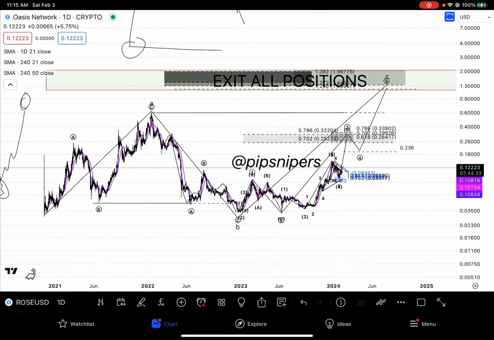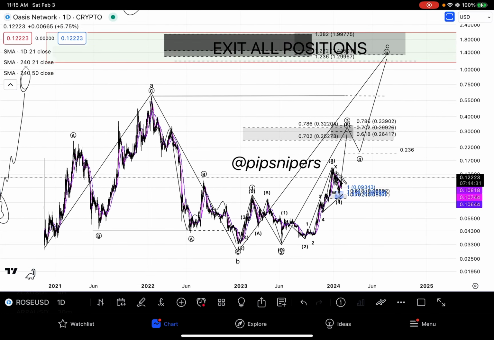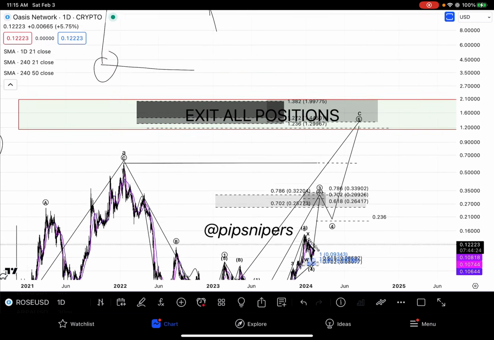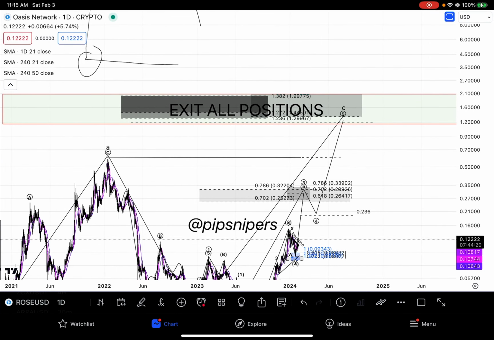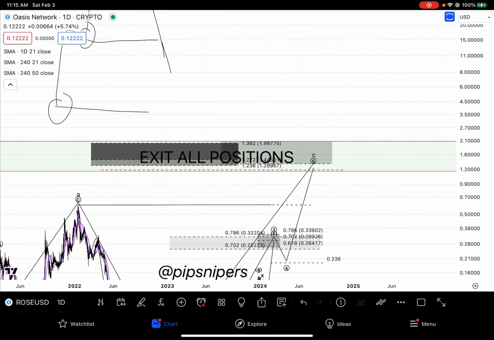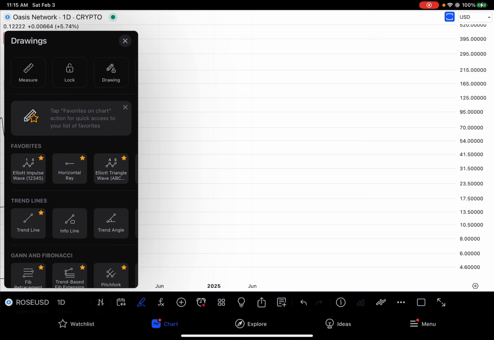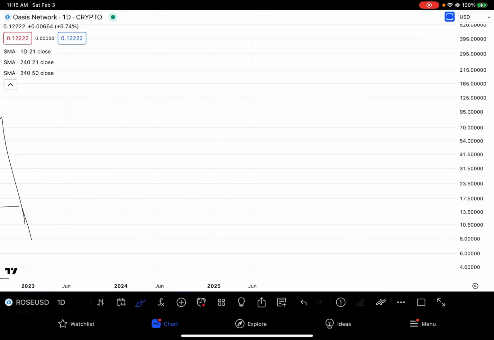Let's take a look at Oasis over here. I'm going to show you the long time frame, and I'm also going to scale down to the small time frame just so I can show you exactly what Oasis is going to do. Before I dive into the analysis, I'm going to show you what a flat pattern is. There are many different variations of flat patterns.